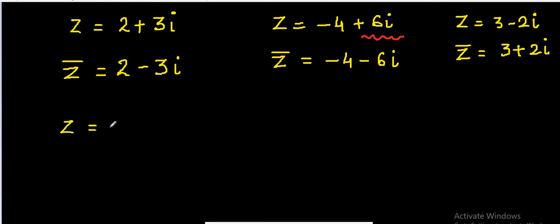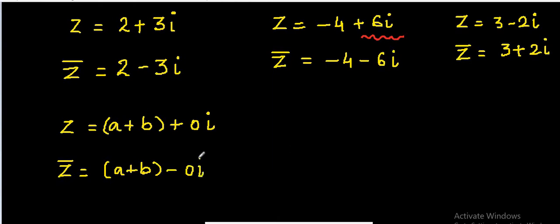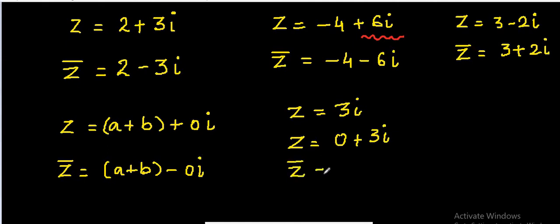What if z is a plus b? Then what will be z conjugate? As you can see that there is no term containing iota. So this is all the real part. We will write plus 0 iota with it, and then z conjugate will be written as a plus b minus 0 iota. Similarly, if it is given like this, that z is 3 iota, then first write this z into standard form, writing it as 0 plus 3 iota, and then calculating z conjugate, that is 0 minus 3 iota.